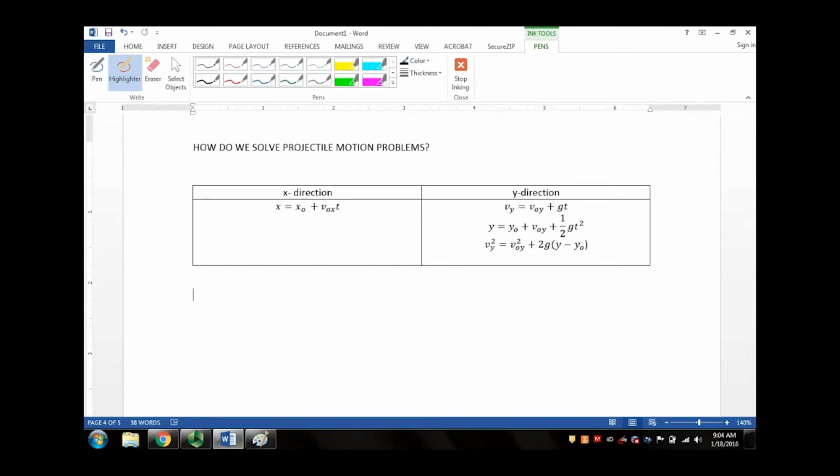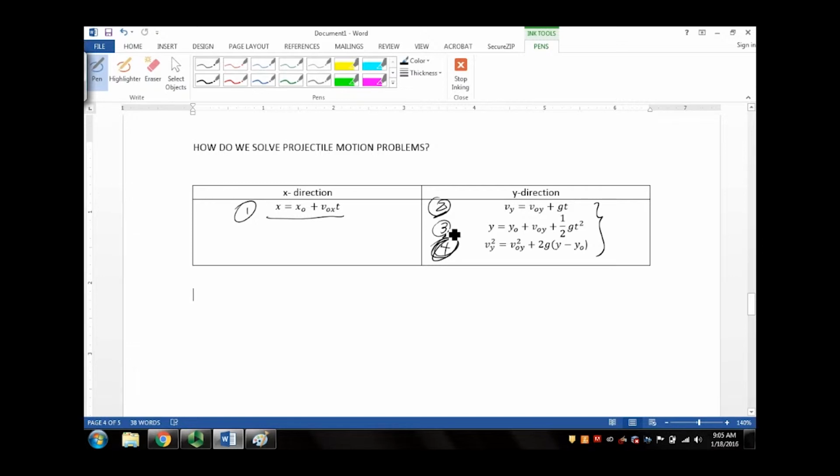Projectile motions in dynamics, we'll limit it to 2 dimensions. So we have an equation that describes the motion in the x direction, and we actually have 3 equations that describe the motion in the y direction. So let's number these. So we have equation 1, equation 2, 3, and 4. However, this 4th equation was derived using equations 2 and 3.